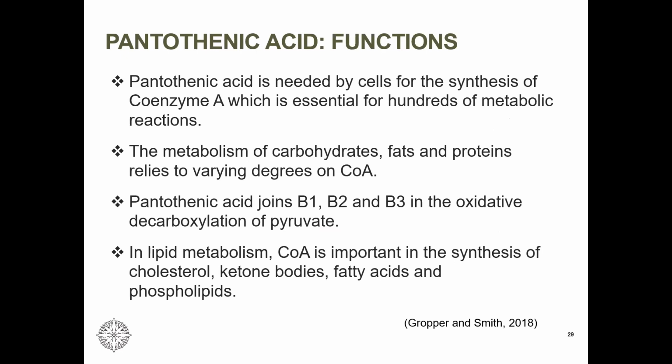Functions: pantothenic acid is needed for synthesis of coenzyme A. And remember, where do we use it? For metabolism of carbohydrate, fats, and protein. So we need the TCA cycle to begin by making coenzyme A. And pantothenic acid joins B1, B2, B3 in oxidative decarboxylation of pyruvate so that the cycle can continue and then enter the mitochondria.